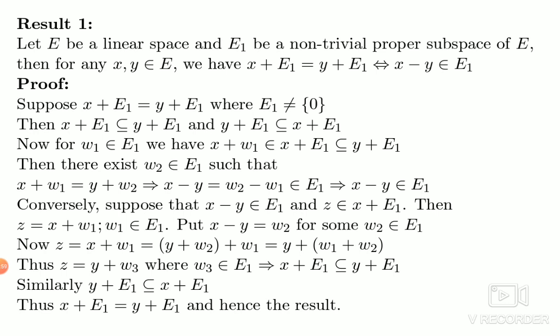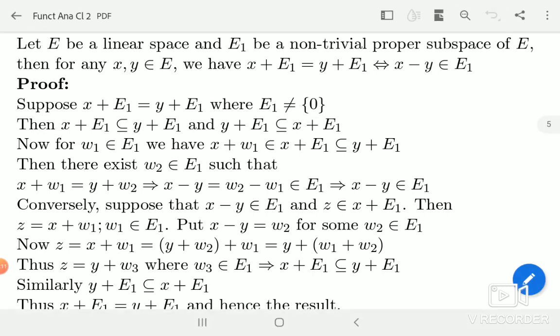Now if A is equal to B, then A is a subset of B and B is a subset of A. Likewise we can say x plus E1 is a subset of y plus E1, and y plus E1 is a subset of x plus E1. So I am taking an element W1 of E1, and we have x plus W1 an element of x plus E1 by the definition, and x plus E1 in turn is a subset of y plus E1. So there will exist some W2 element of E1 such that x plus W1 equals y plus W2. From that I can have x minus y. What will x minus y be? It will be the difference of W2 and W1.